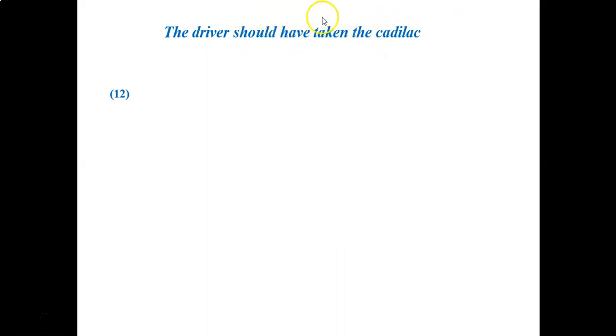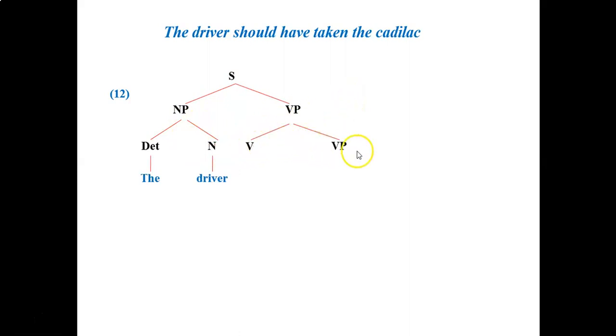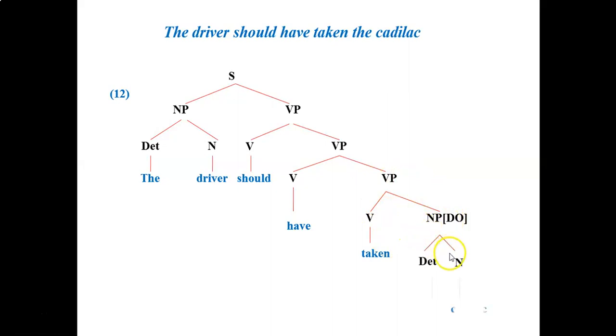Okay, but how to draw the tree diagram? Pay attention again. NP VP, same still NP VP. Now the determiner and noun, the driver. VP comes to verb and VP first, okay, and then the first verb is should, as the auxiliary. Second one is verb, okay, we can give the label aux. VP verb again, have, also here as the auxiliary, right? Okay, and also the third VP, then verb, and then NP direct object, taken the Cadillac.